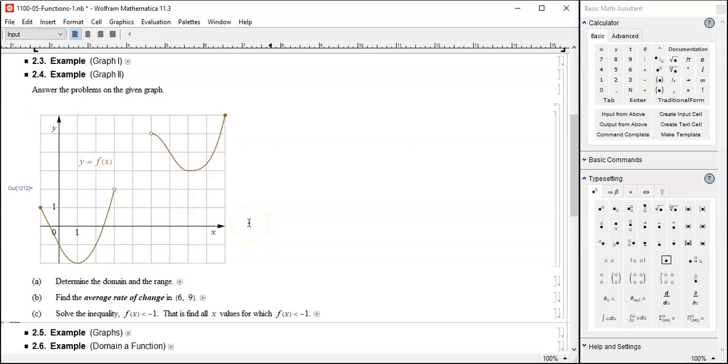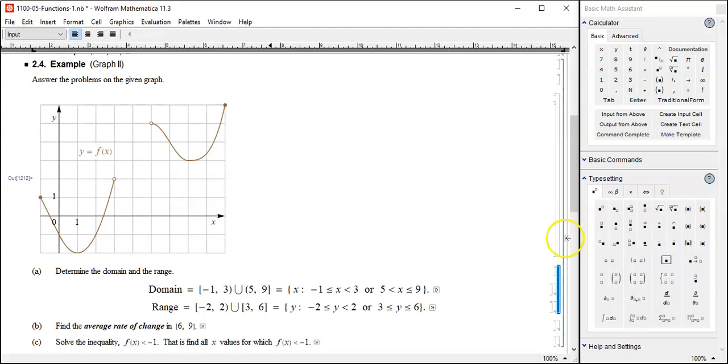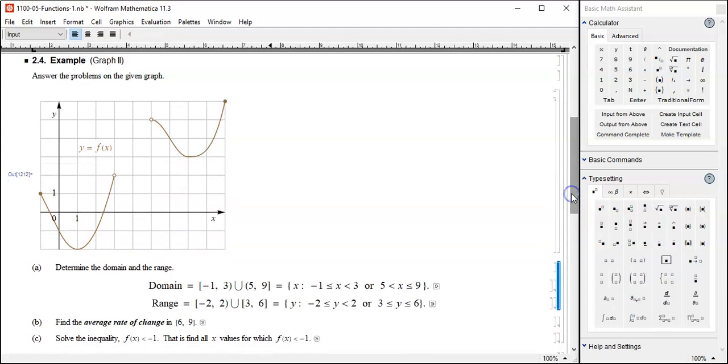That's going to be the domain. And move vertically, and see what part we have graph and what part we do not have graph. Do you see? Well, here are the answers.